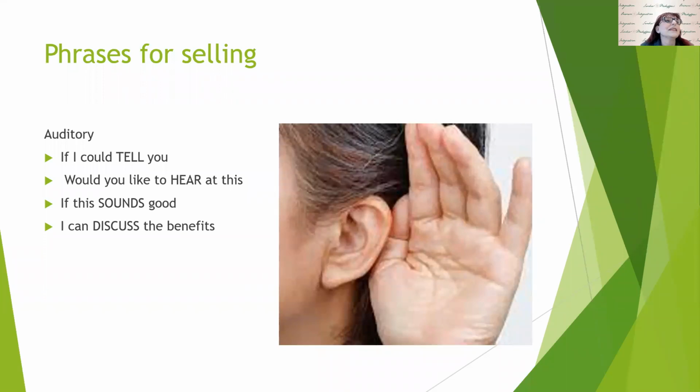The next one we're going to have a look at is auditory. Okay, so it's all about listening and hearing when it comes to someone who's auditory. So if you've picked up that someone's preferred system is auditory, you want to say phrases like, if I could tell you, would you like to hear about this? If this sounds good, would you be interested? I can discuss the benefits. So again, we're looking at phrases which have all to do with listening.